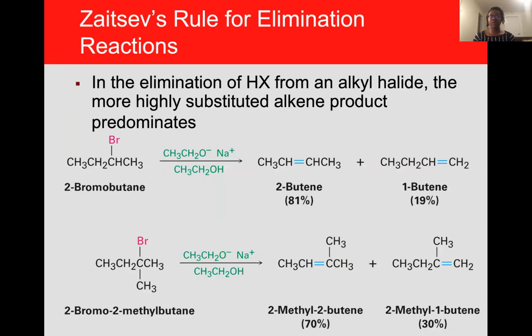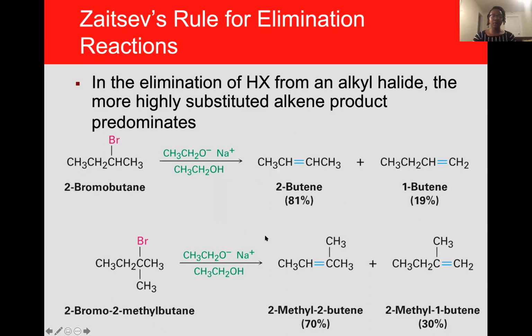One of the important things about the E2 reaction is that it must follow Zaitsev's rule in the product. When you're eliminating your hydrogen and your leaving group from your alkyl halide, the alkene that is going to form is going to be the most substituted alkene. That's going to be your major product.